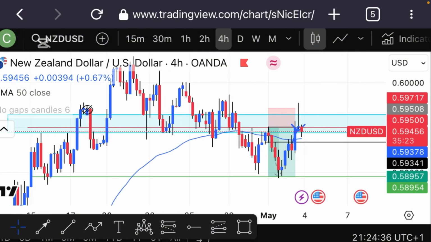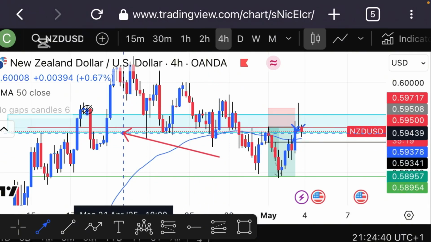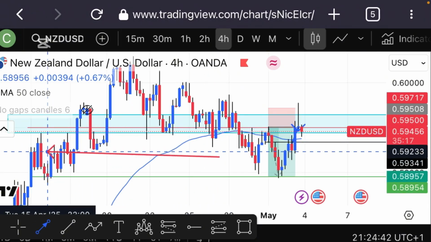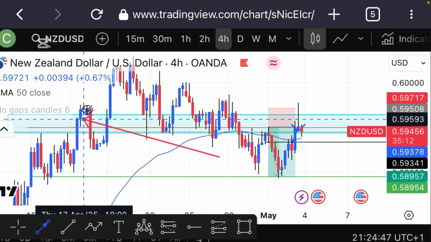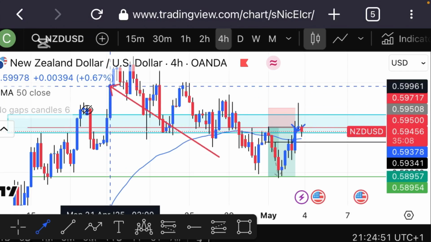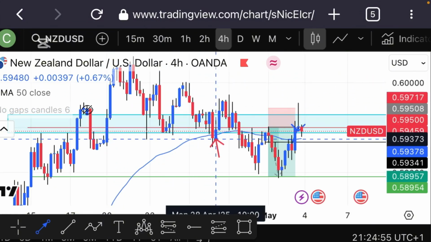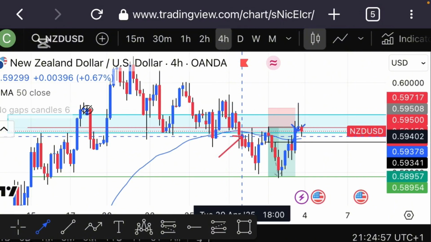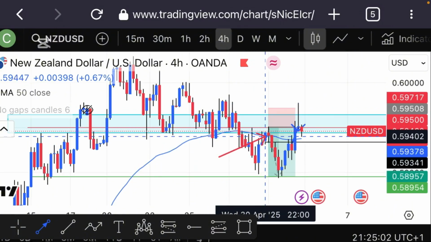You can see with this zone here, every time we are under it, we sell. Here now we are above it, we go up. Above we head up, under we sell. So we are having a retracement back to this zone.